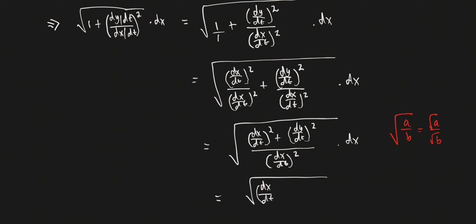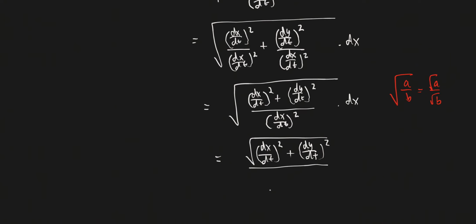All right, so we're going to write this as the square root of (dx/dt) squared plus (dy/dt) squared, over another square root, and under that it's (dx/dt) squared, and I still have my dx there. So under the square root in the numerator, we have the sum of two perfect squares, and we know that those expressions are not easily simplified. So there's not much I can do with this.